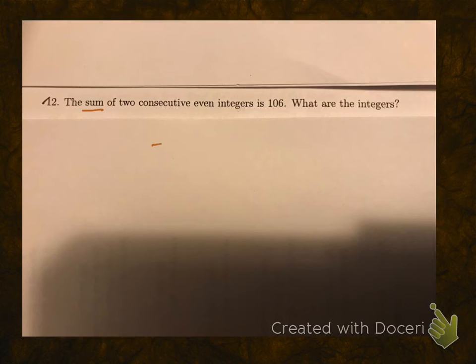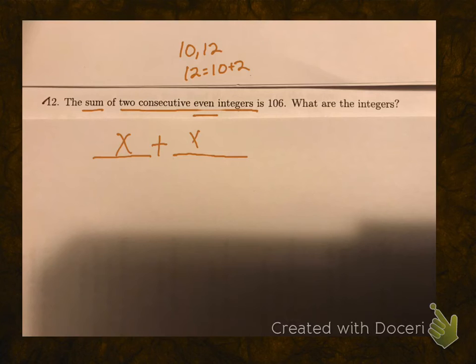Number 12. Again, the sum. So we're adding them together. 2 consecutive integers this time. Oh, even integers. That's correct. So we have x for our first. Now, if I'm looking at even integers, I have 10, I have 12. Those are even integers, consecutive. 12 is equal to 10 plus 2. So that's like saying x plus 2 for my second integer. Okay? Is equals 106.